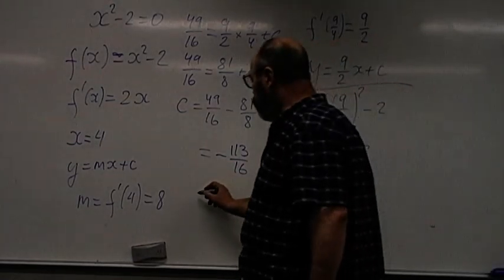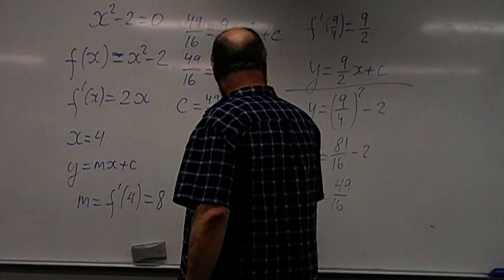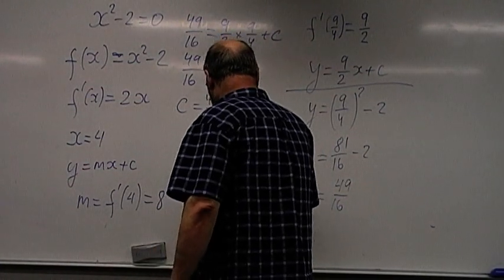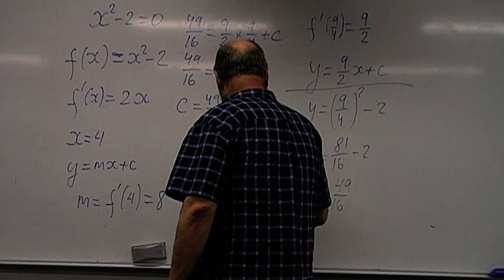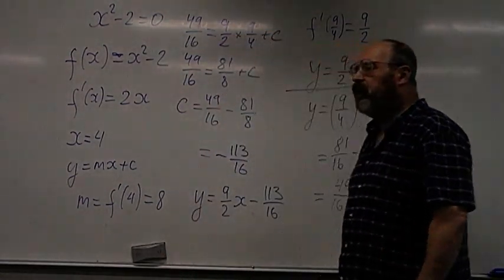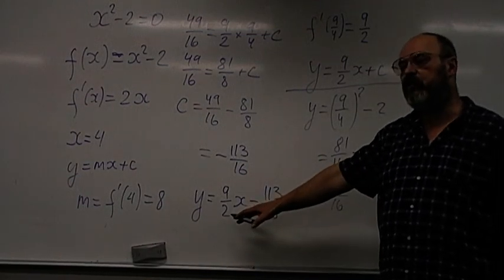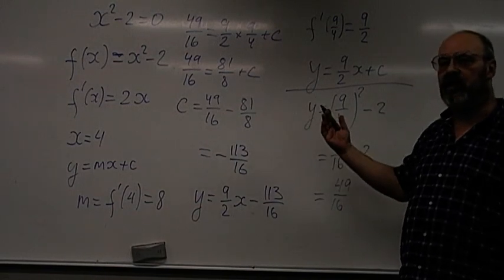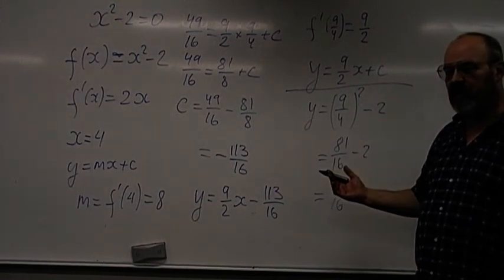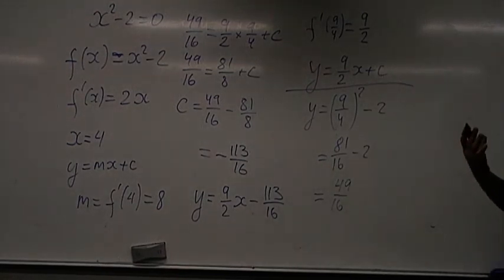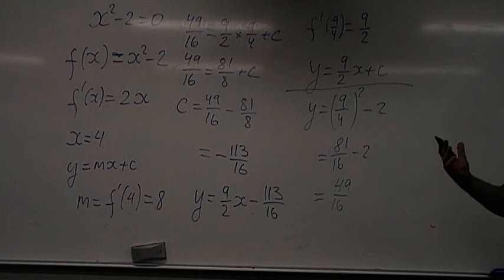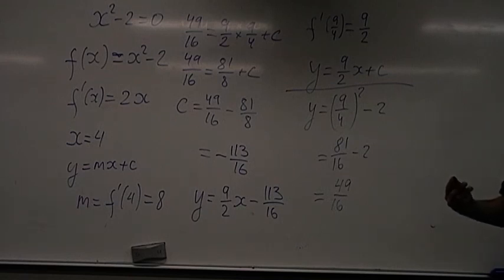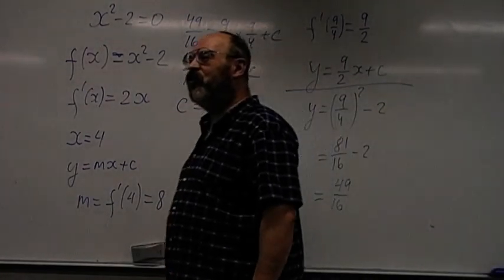So the equation of the tangent is y equals 9 over 2 x minus 113 on 16. Then we find the x-intercept of this line, and then we can continue. This is a pretty annoying process. But if we carefully look at what we actually do on each step, we can get the formula.